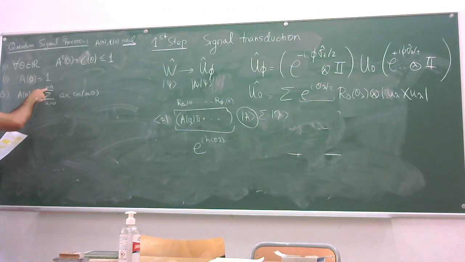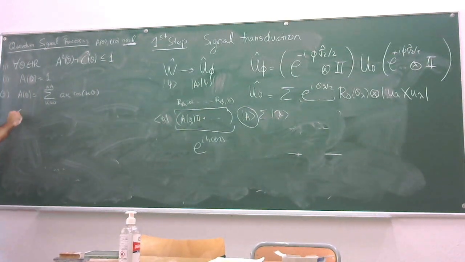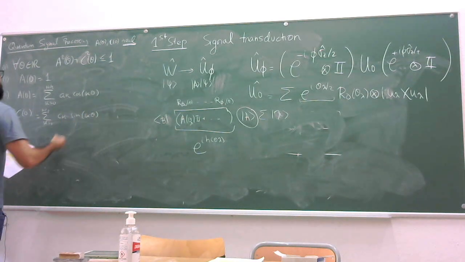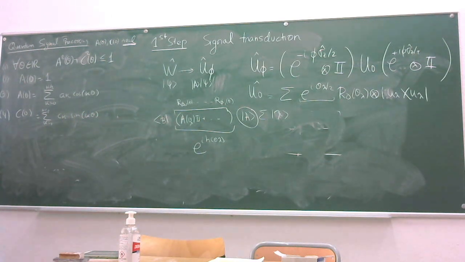Remember, n is the number of rotations that we are doing. And the same for C, but with the odd series. So this is going to be, say, k sine of k theta. So if we choose A of theta and C of theta to be real functions matching these four properties, then we have that the vector of angles needed to define the axis for the rotations can be efficiently computed.